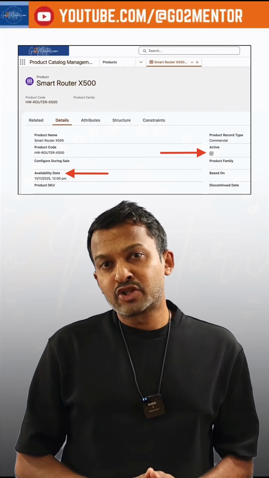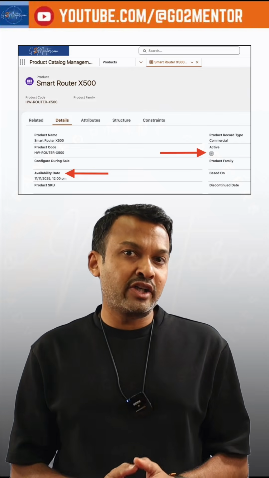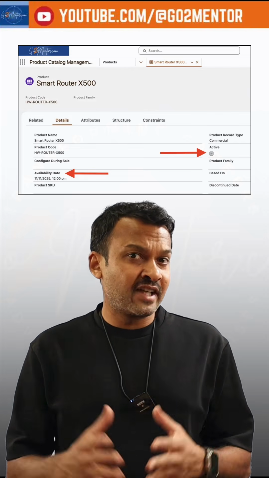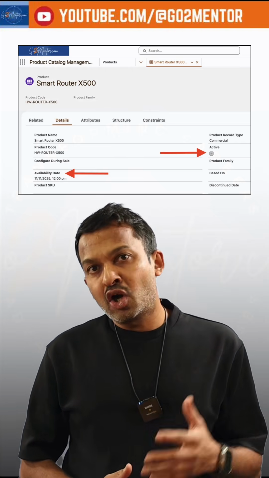The very first step is to go and check the availability date. If the availability date on the product record detail page is set to the future, or if it is left blank, then the chances are you will not see the product. So make sure that you set it to the current date or in the past.